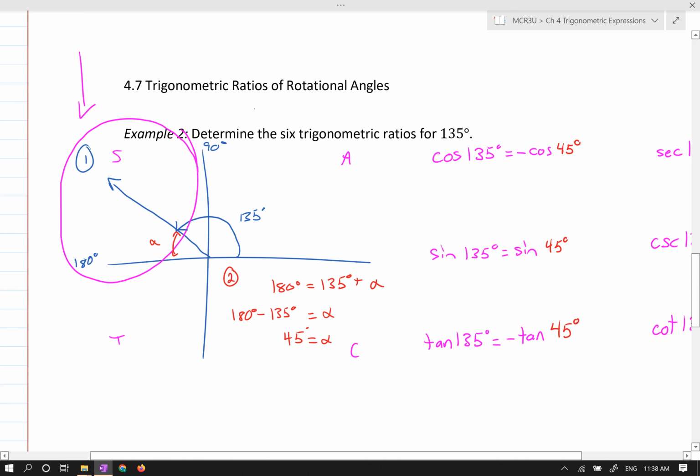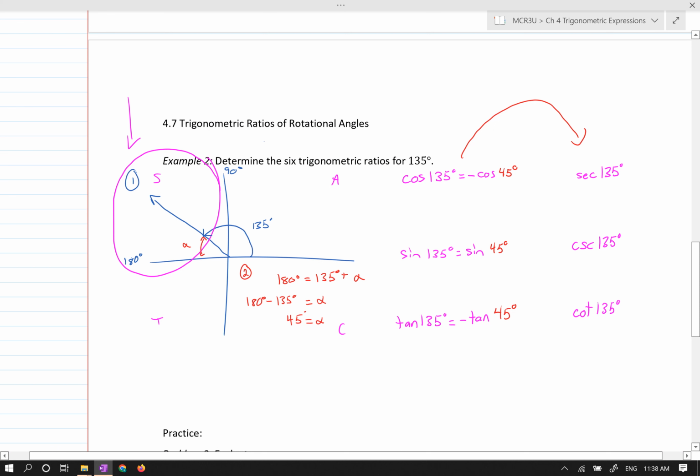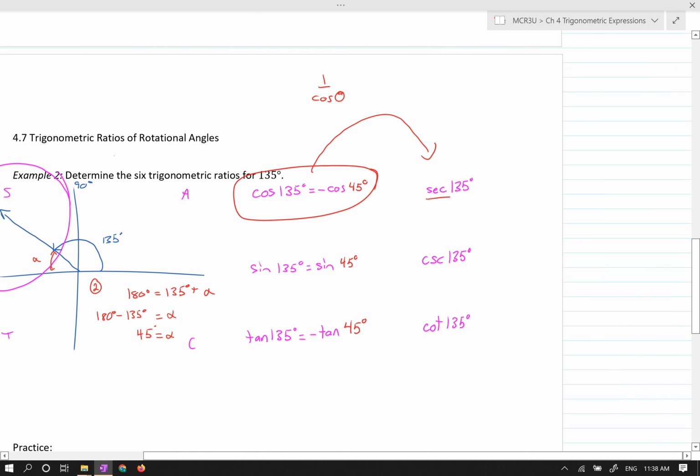And I'm color coding mine, so I'm writing them in a slightly different order, but there we are, filling in the blanks. Now the question comes, okay, we've learned how to do that, but we have not learned how to evaluate our reciprocal ratios. Well, I know that the secant is just 1 over the cosine. If secant is equal to 1 over the cosine of theta, then if my cosine ratio is negative, then my secant ratio will also be negative. So I'll be working over here with negative the secant ratio of 135 degrees.